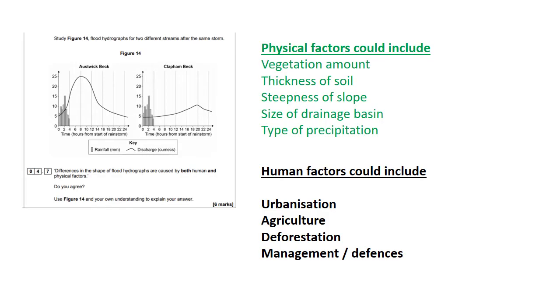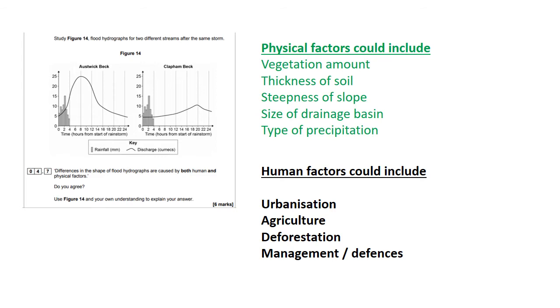So our physical factors that hopefully you've been taught include the amount of vegetation, the thickness of the soil, the steepness of the slope, the size of the drainage basin, and the type of precipitation. In this answer, I think on the next slide I'm going to go through vegetation amount, but just quickly, the thickness of soil would mean the thicker soil, the more infiltration can take place before the soil saturates. That therefore means less surface runoff, and the water will reach the river slower.